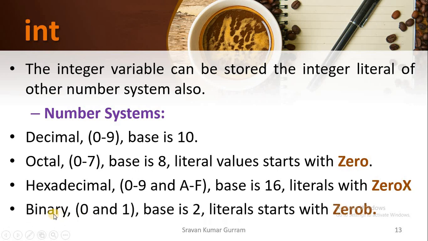Next number system is binary number system. It has only two values, zeros and ones. Hence the base of binary is 2 only. Binary literals start with 0b.